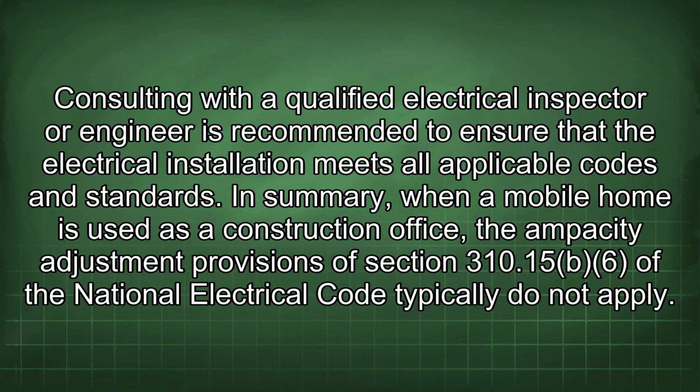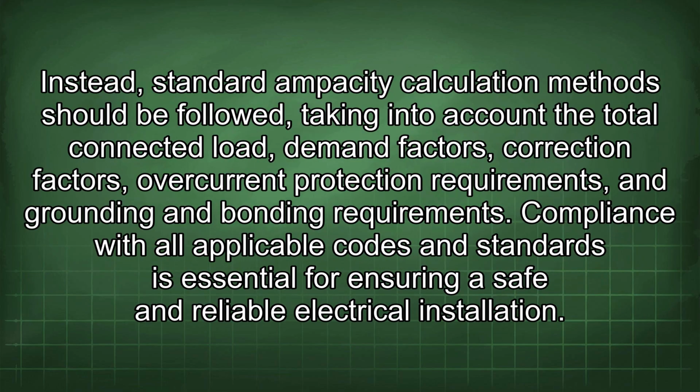In summary, when a mobile home is used as a construction office, the ampacity adjustment provisions of Section 310.15(6) of the National Electrical Code typically do not apply. Instead, standard ampacity calculation methods should be followed, taking into account the total connected load, demand factors, correction factors, overcurrent protection requirements, and grounding and bonding requirements.